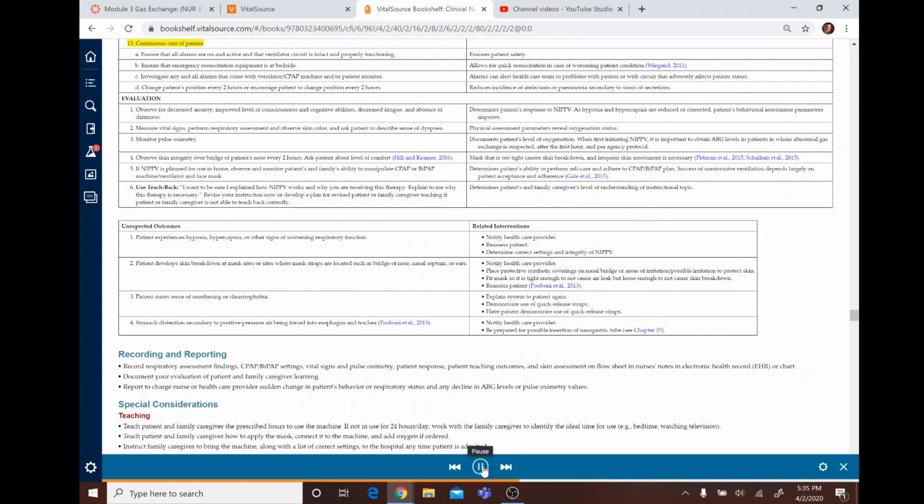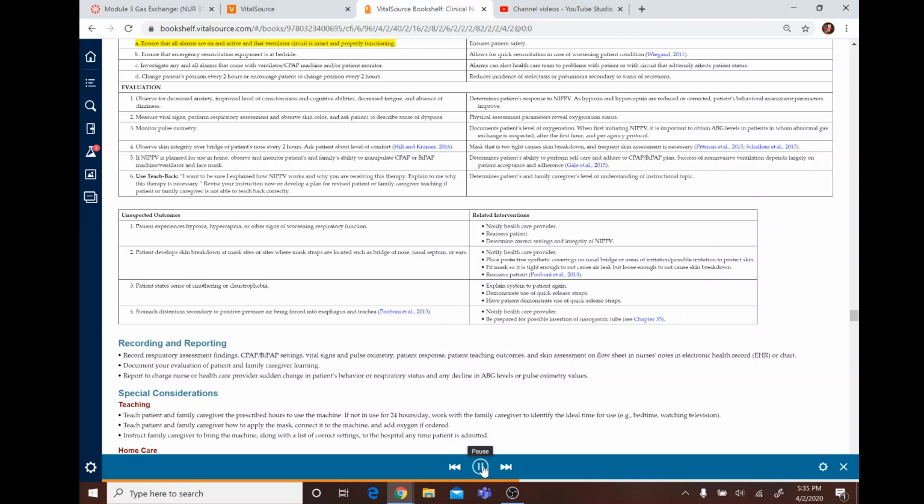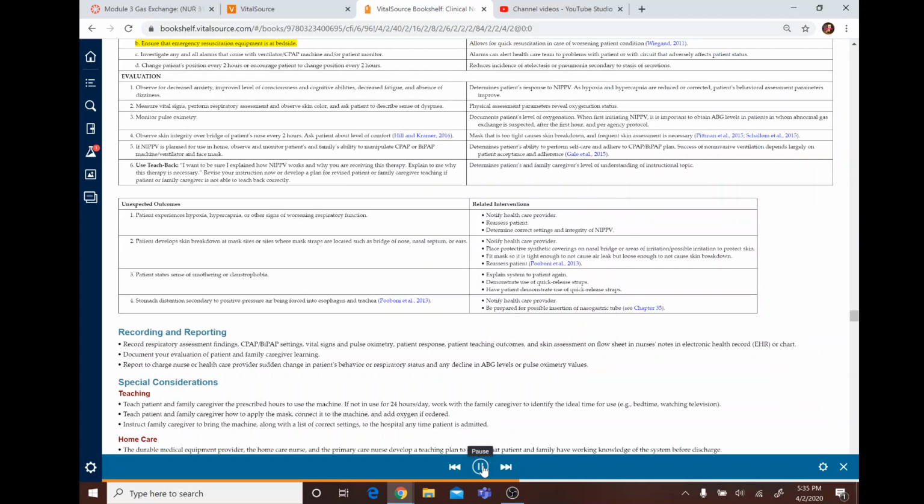13. Continuous care of patient. A. Ensure that all alarms are on and active and that ventilator circuit is intact and properly functioning. Ensures patient safety. B. Ensure that emergency resuscitation equipment is at bedside. Allows for quick resuscitation in case of worsening patient condition.